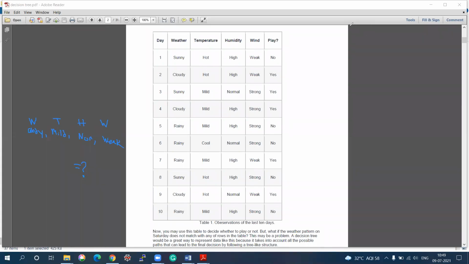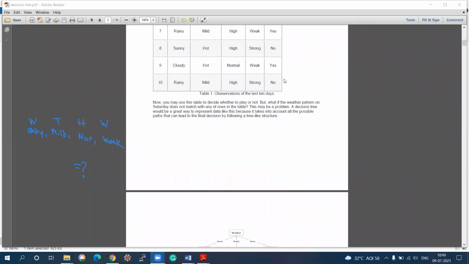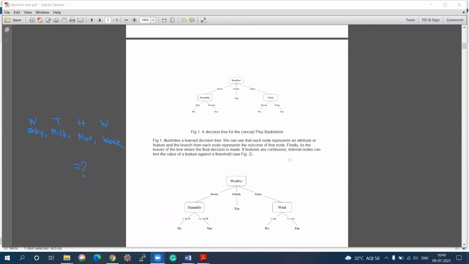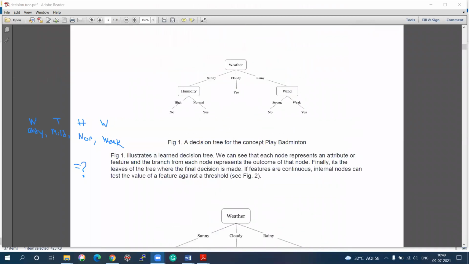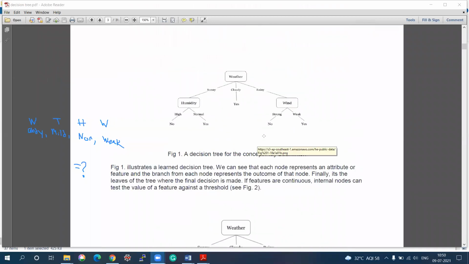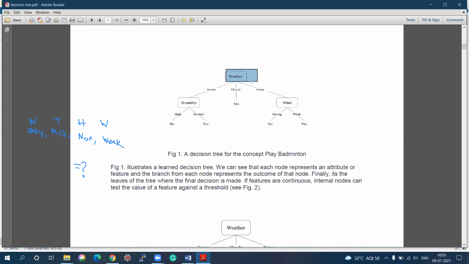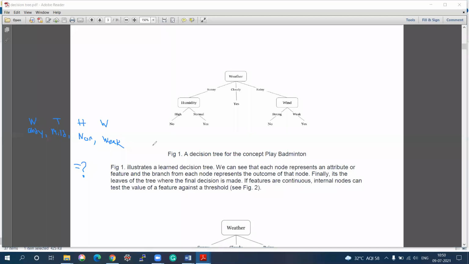To check, we will go to this decision tree which has been made here. Based on this decision tree, let's check whether we could take the decision or not. If weather is cloudy, then we will take this path, and always it is giving yes. So whatever the other attributes are given here, irrespective of that, we can say that our answer is yes.